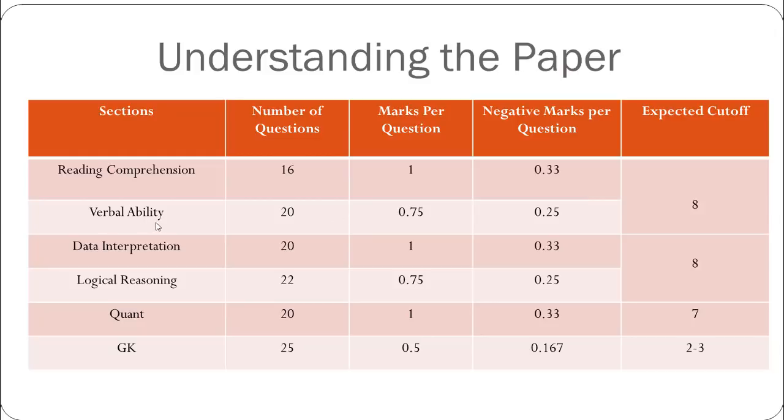For the verbal ability section, there were a total of 20 questions and 0.7 marks were awarded for 1 right question and 0.25 deducted for 1 wrong question. Data interpretation had 20 questions, 1 mark per question and 0.33 deducted for 1 wrong question. Logical reasoning had 22 questions, 0.75 marks per question and 0.25 marks were deducted if you got a question wrong. And quant had 20 questions, 1 mark per question, 0.33 marks deducted for 1 wrong question.